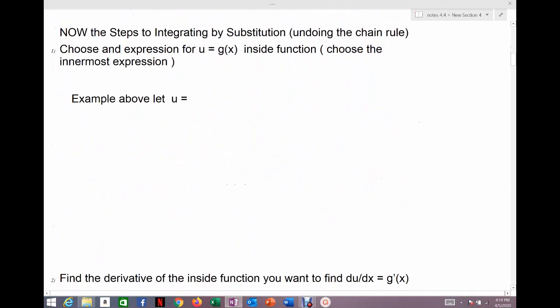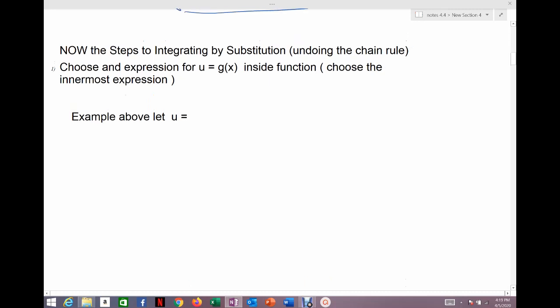The steps to solving by substitution. There is an alternative way to do this, and if you know the alternative way, you can feel free to use it instead of what we do. But this is the general way that I am going to set up. This is integration by substitution, substituting to get rid of the chain rule.